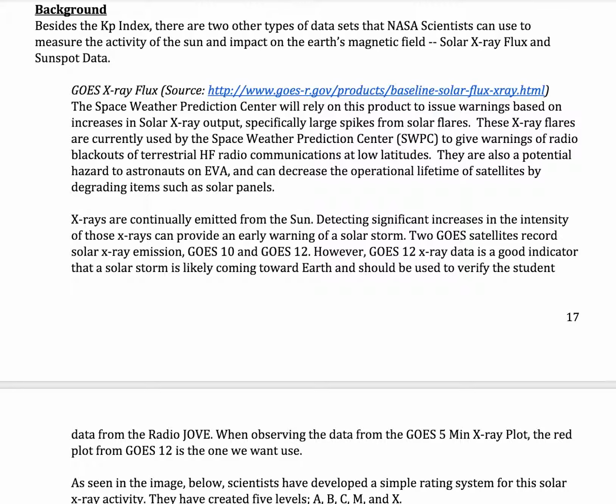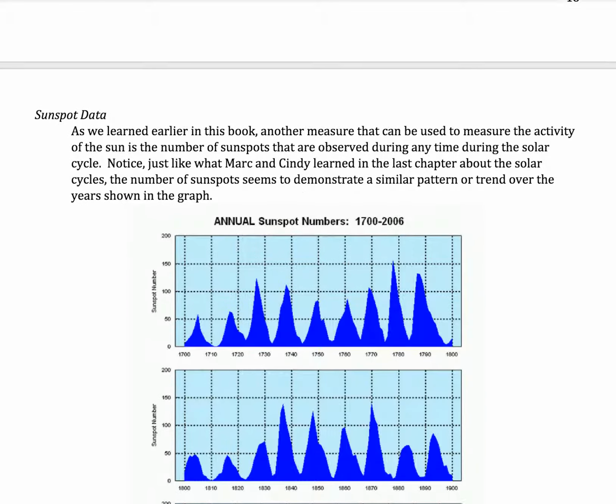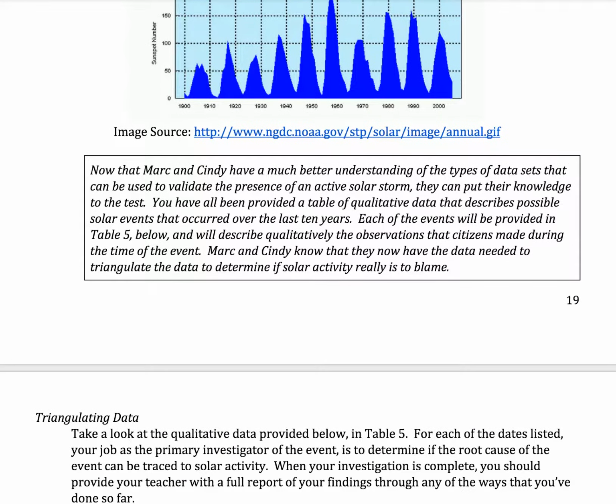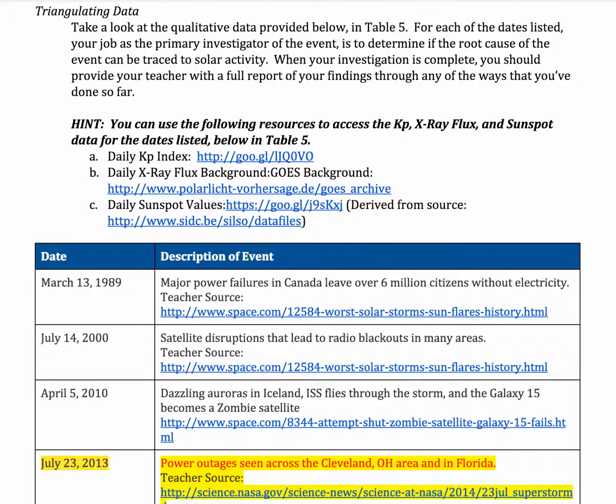One is from the GOES satellites and its X-ray flux measurements, as well as we go down and look at sunspot data to determine significantly active solar events. So in this particular activity, we're going to merge this understanding of the measures of solar activity with the importance of corroborating data sets together in order to prove that a certain event, and the qualitative data of the types of occurrences that are happening as a result of that geomagnetic event, are actually from a solar storm.